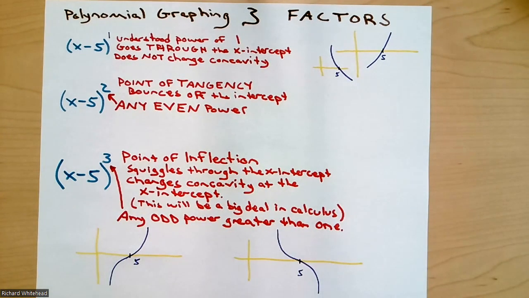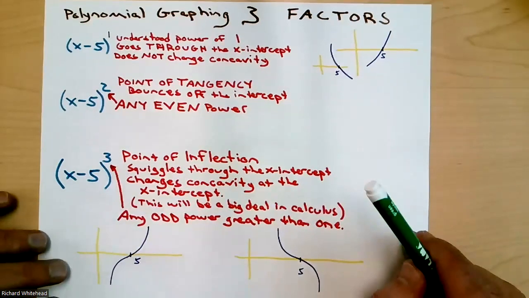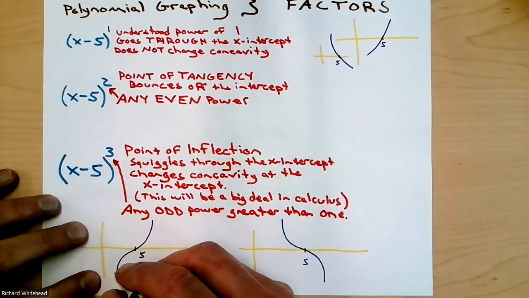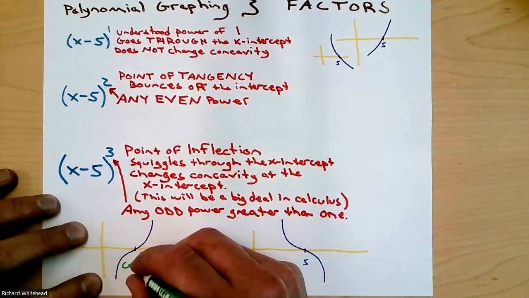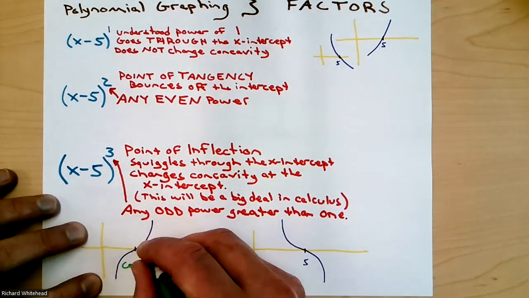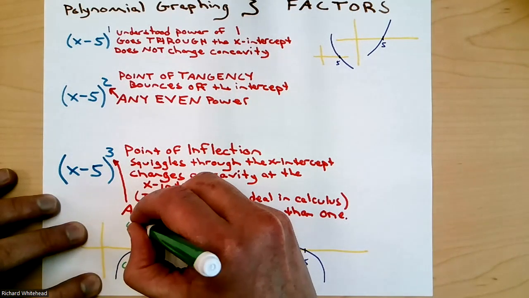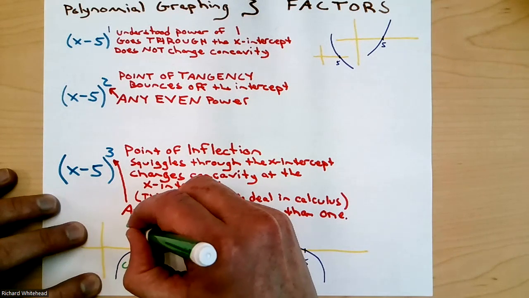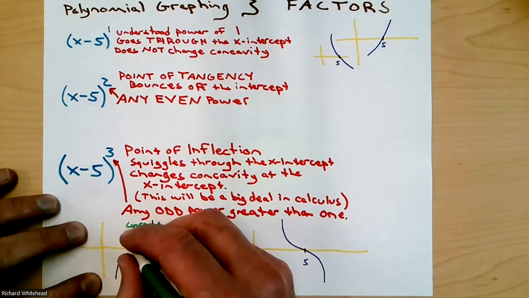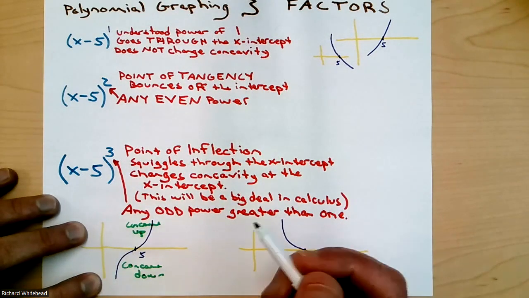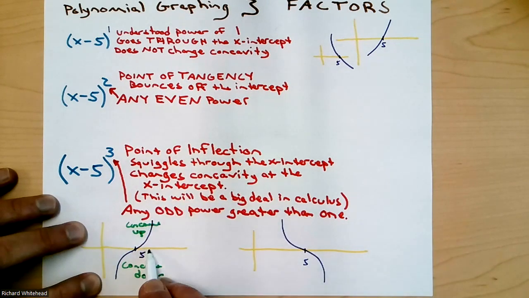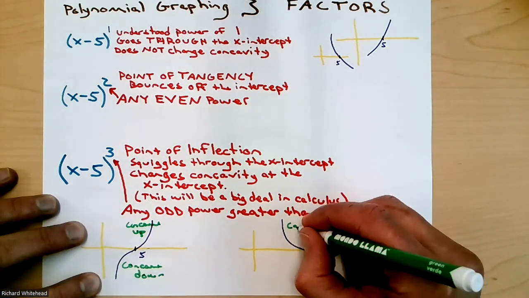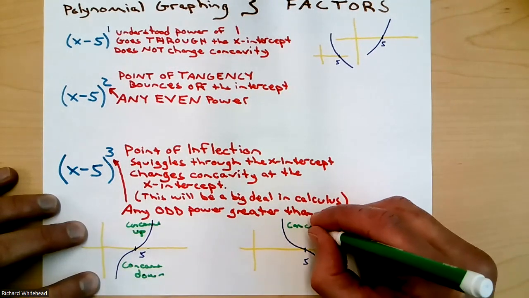And this is where we use the word concavity, because I'm sure you've heard that before. See this piece right here? That would be considered concave down. And then this piece right here would be concave up. So see, it changed concavity at that zero right there. And that's what's known as the point of inflection. It changed concavity, so concave up, concave down.